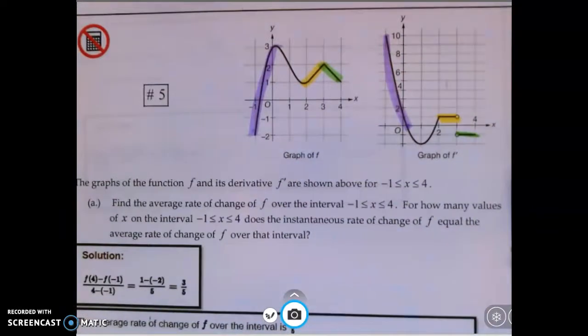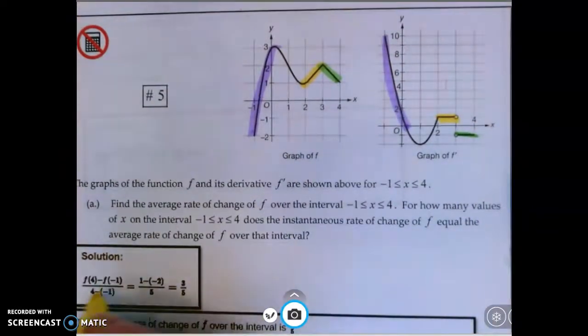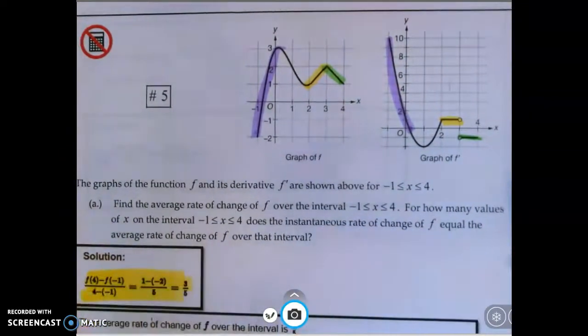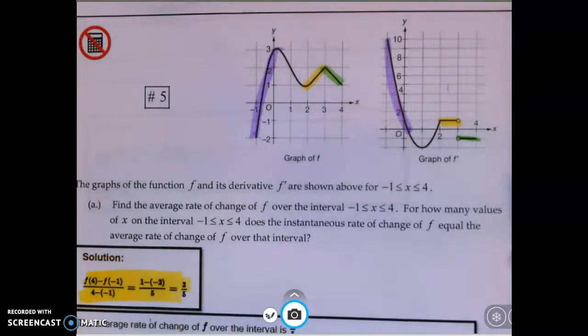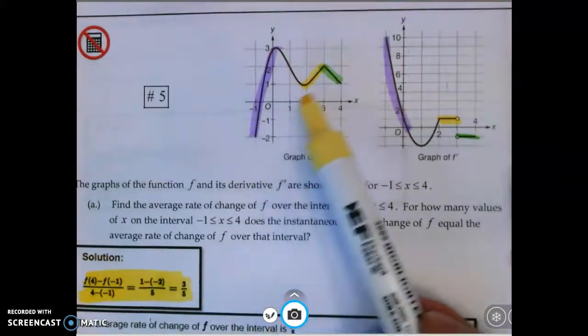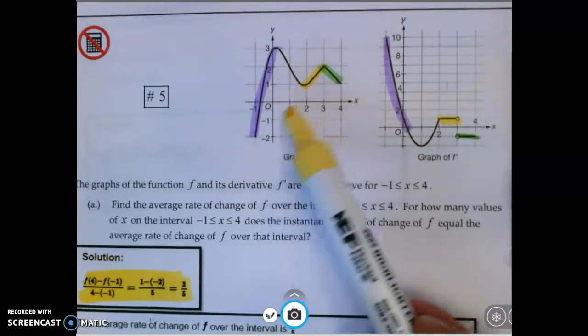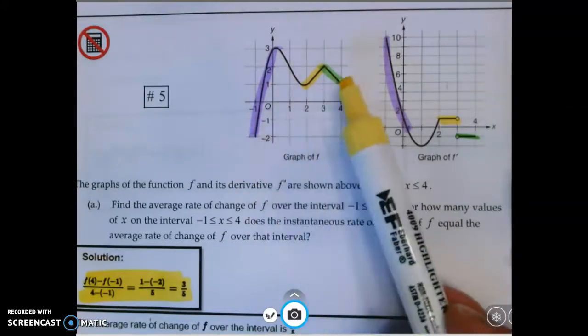So this is our process right here. This is our average rate of change: how much the graph changes from 4 to -1. I can go either direction, and I find it to be 3/5, which makes sense because we're talking about this change right here, how much this changes from there to there.